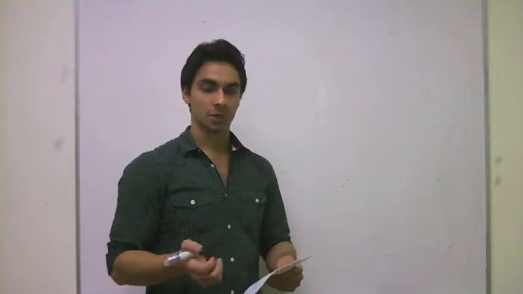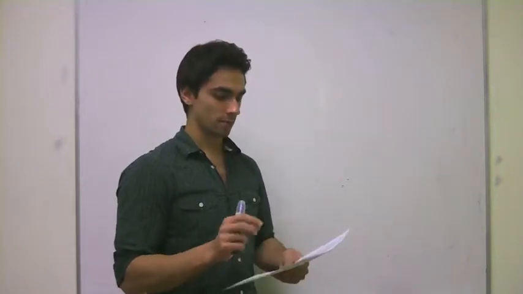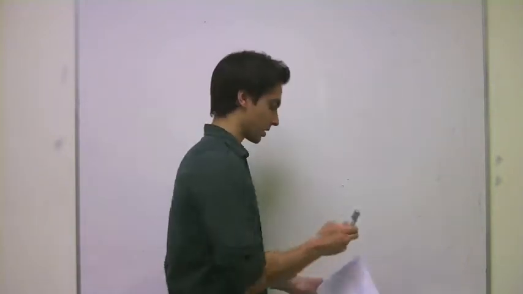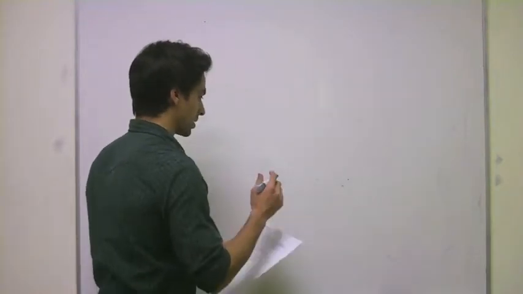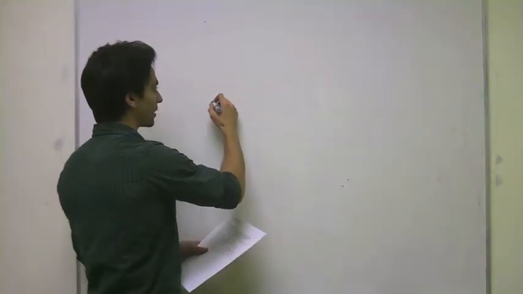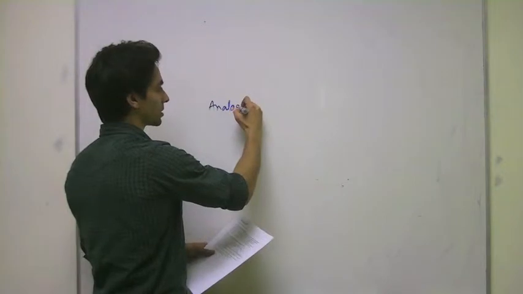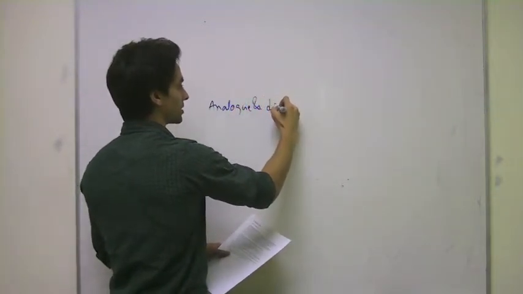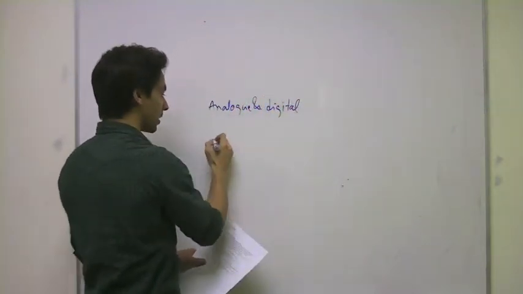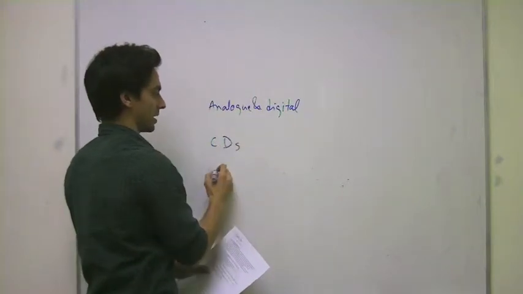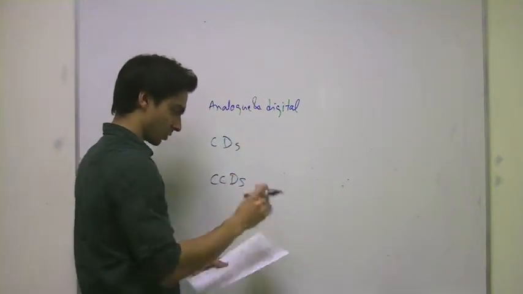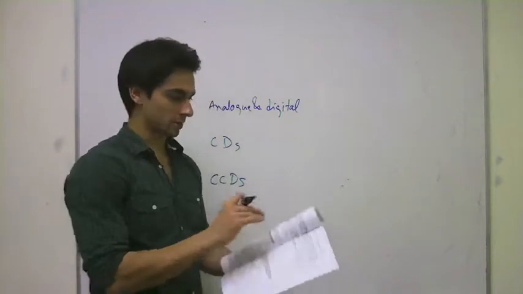Okay, chapter 14 is digital technology. Basically, three main topics will be covered in this. One is analog and digital signals. Second is about how compact discs, CDs, work, and the third is CCDs. These are the most important points over here.